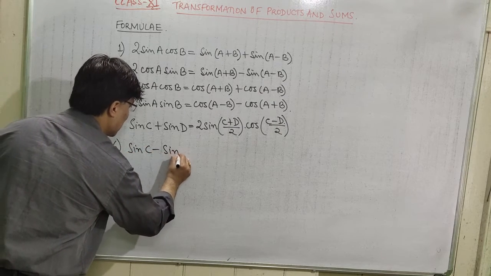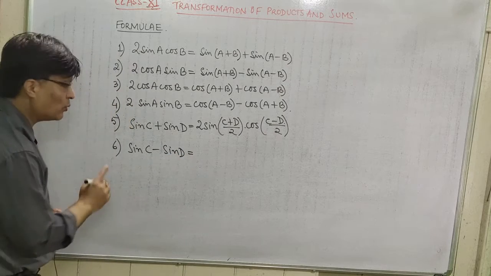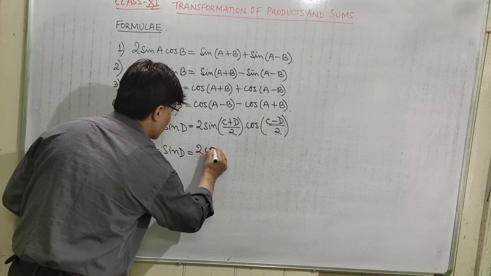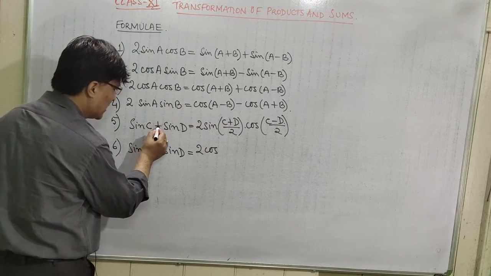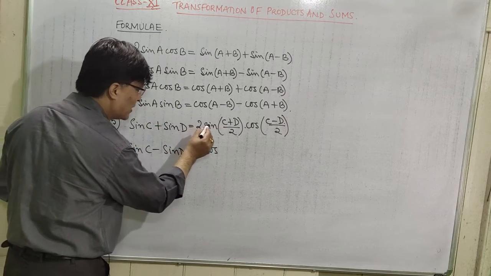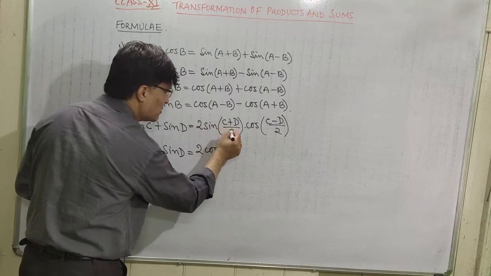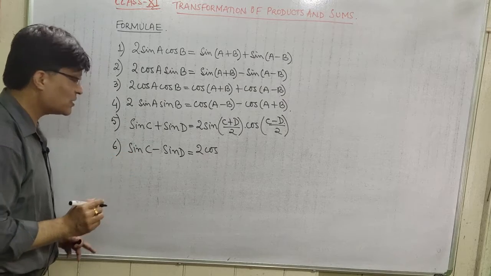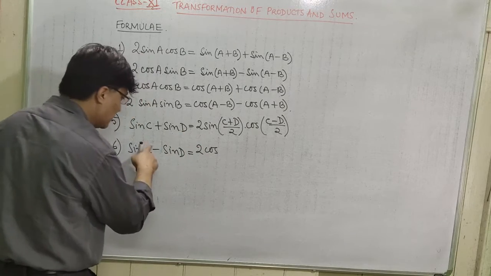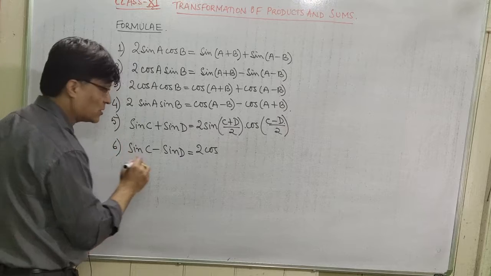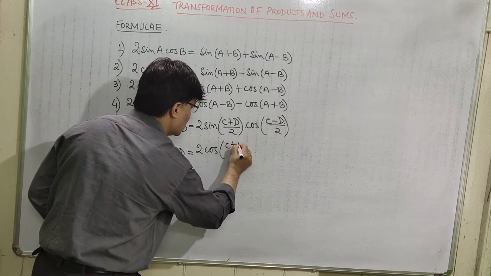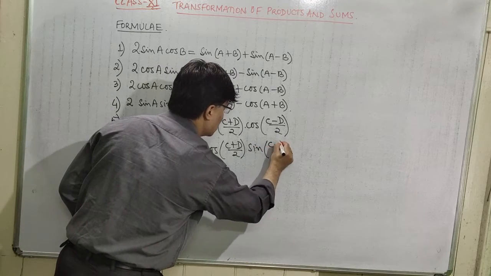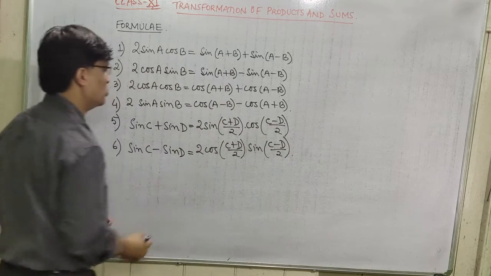Okay, next, number 6, sine C minus sine D. So what is the formula now? What is sine C minus sine D? If it is minus, then you should write cos first. Okay, if it is sine C plus sine D, if there is plus sign, you should write sine first: sine of C plus D by 2 into cos of C minus D by 2. Is that clear? Next, what is sine C minus sine D? If there is minus, you should write cos first. That is cos of C plus D by 2, then sine of C minus D by 2.